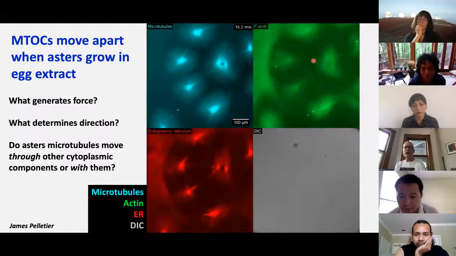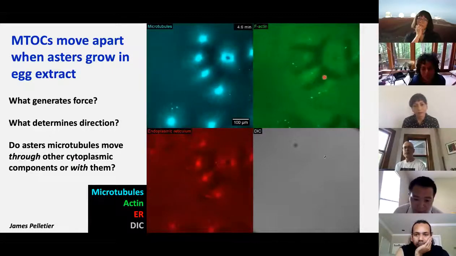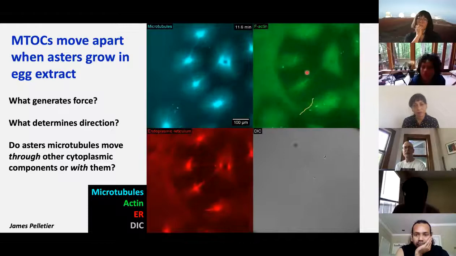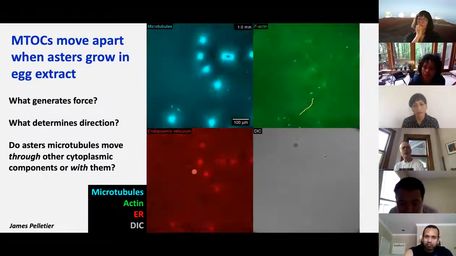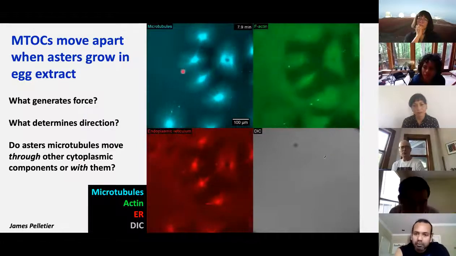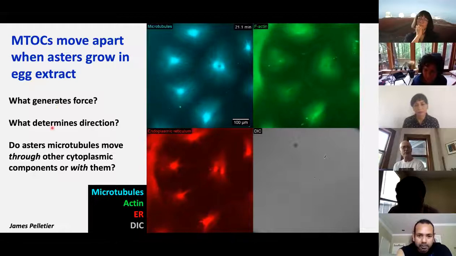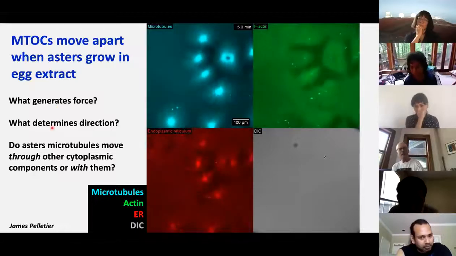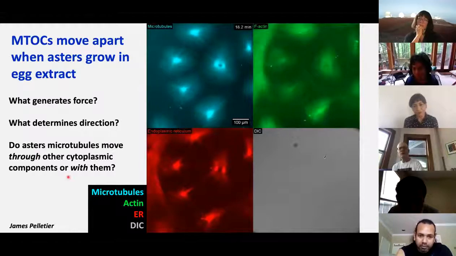While they're moving apart, the actin is disassembling, or its assembly is being blocked in between the asters, and the ER is moving on the microtubules. And this movement, you always see this movement. We wanted to know what generates the force, what determines the direction of movement. And also, do the aster microtubules move through these other components, or do they move with them?